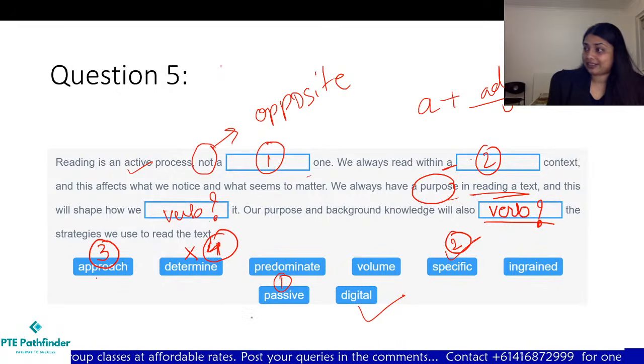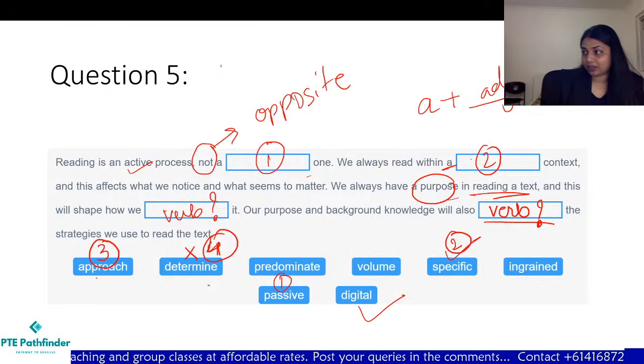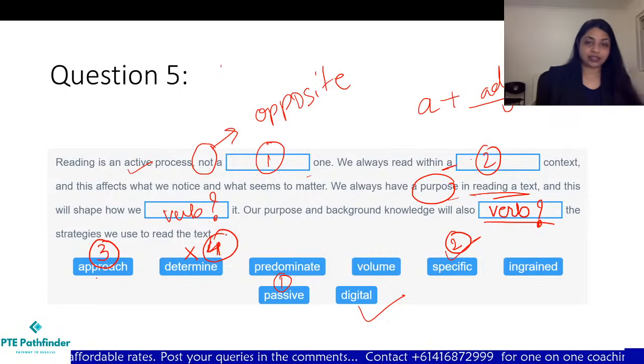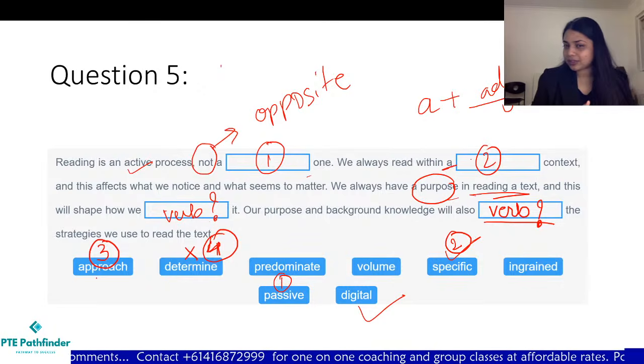Good job, guys. So the first answer was passive, second was specific, third one was approach, and the last one is determine. Good work, Chetan, Surjit. Good work, guys. So I guess that's the end of our session for today. I hope this session helps you in solving the blanks correctly.